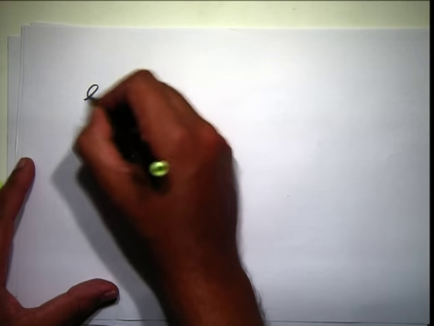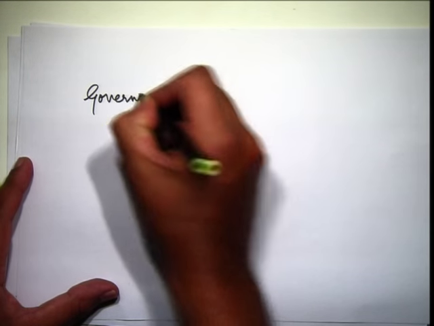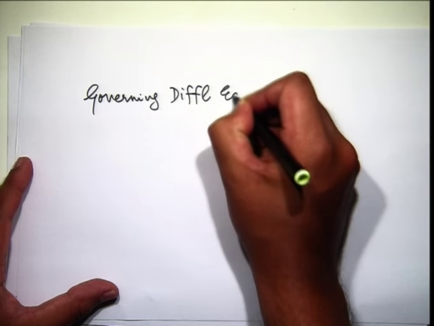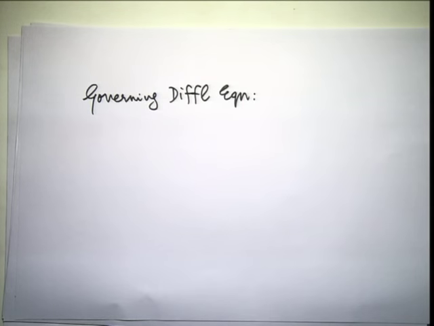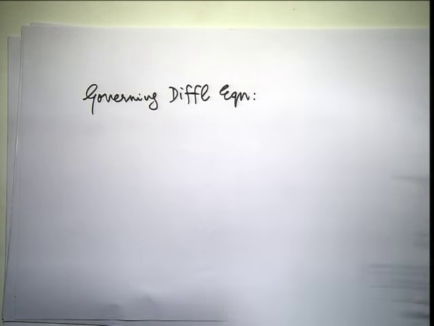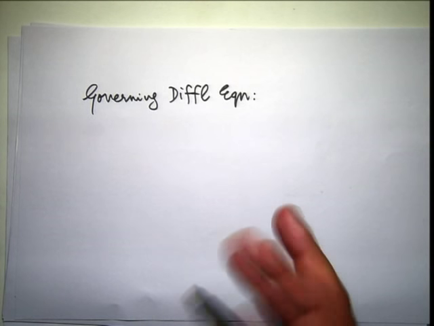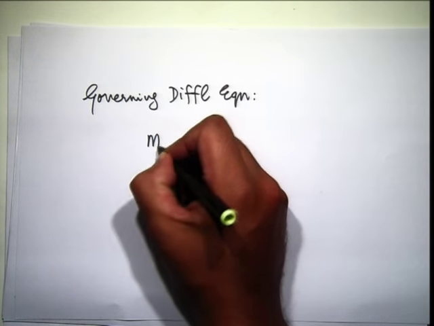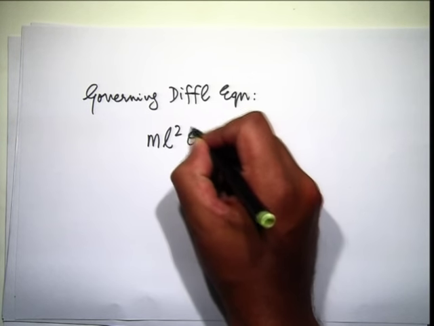So this is what is called the governing differential equation. Remember, this equation comes from a human construct which is a model to describe the pendulum. This is not the pendulum. This is a model of the pendulum. Then you apply some equations making some assumptions. So the governing differential equation is this.